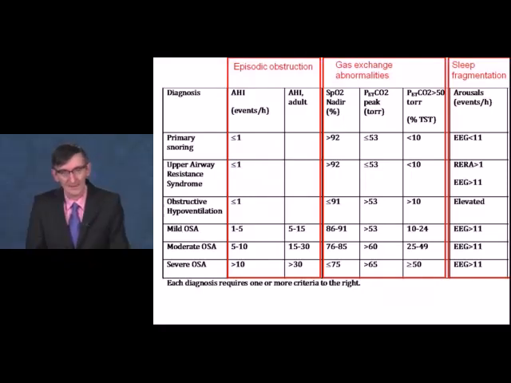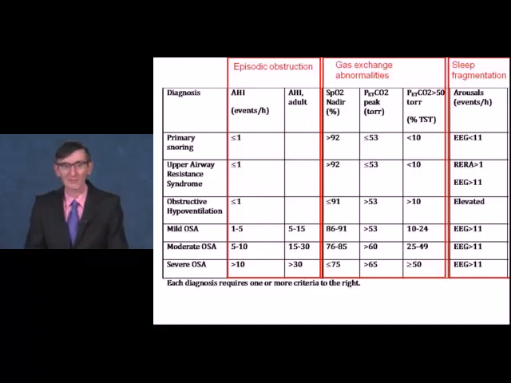Now, here we have all the various diagnoses, and I'm just going through them. The diagnoses: primary snoring, upper airway resistance syndrome, obstructive hypoventilation, and then these are the classical obstructive sleep apneas. And these two here are variations of these. Okay, now let's just focus for a second.